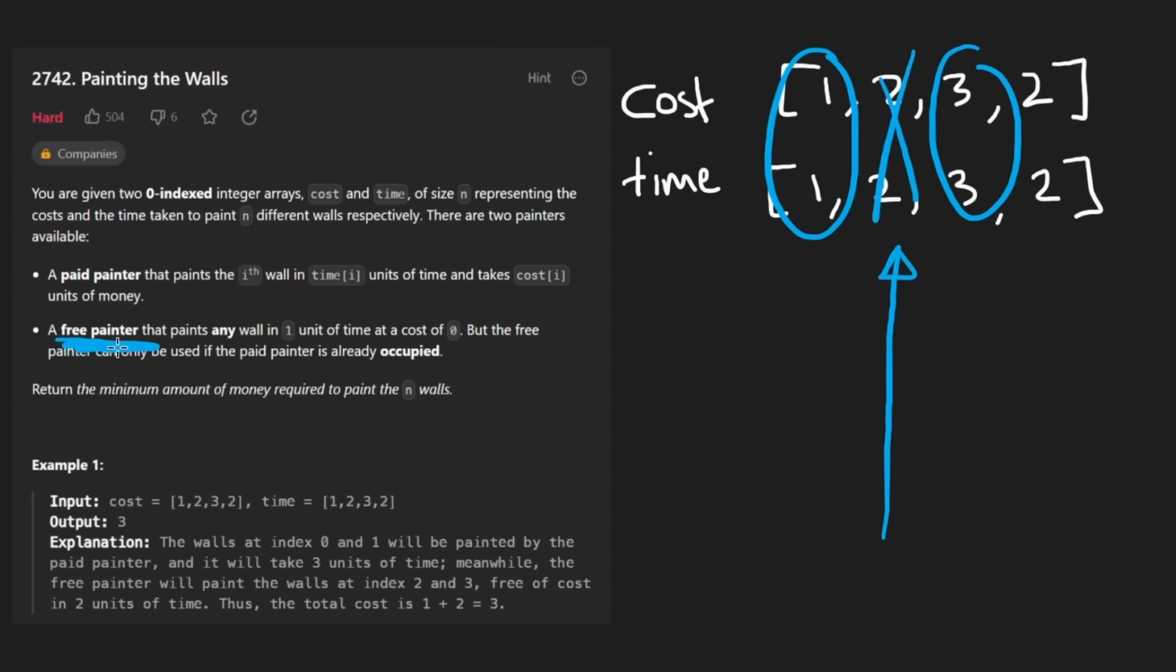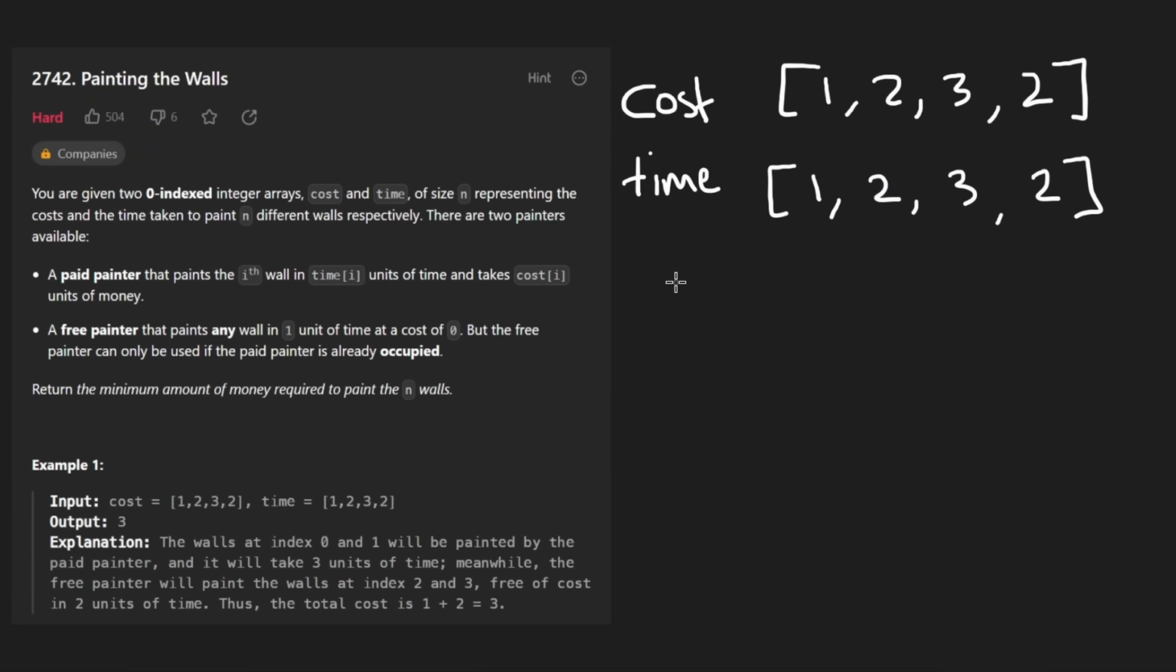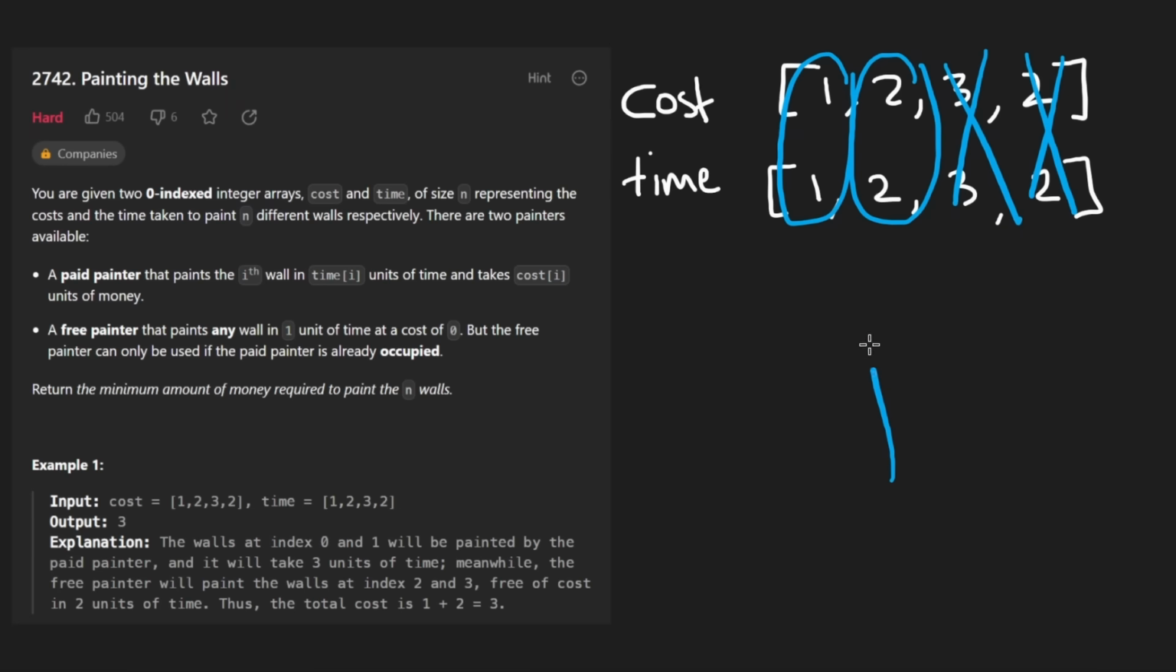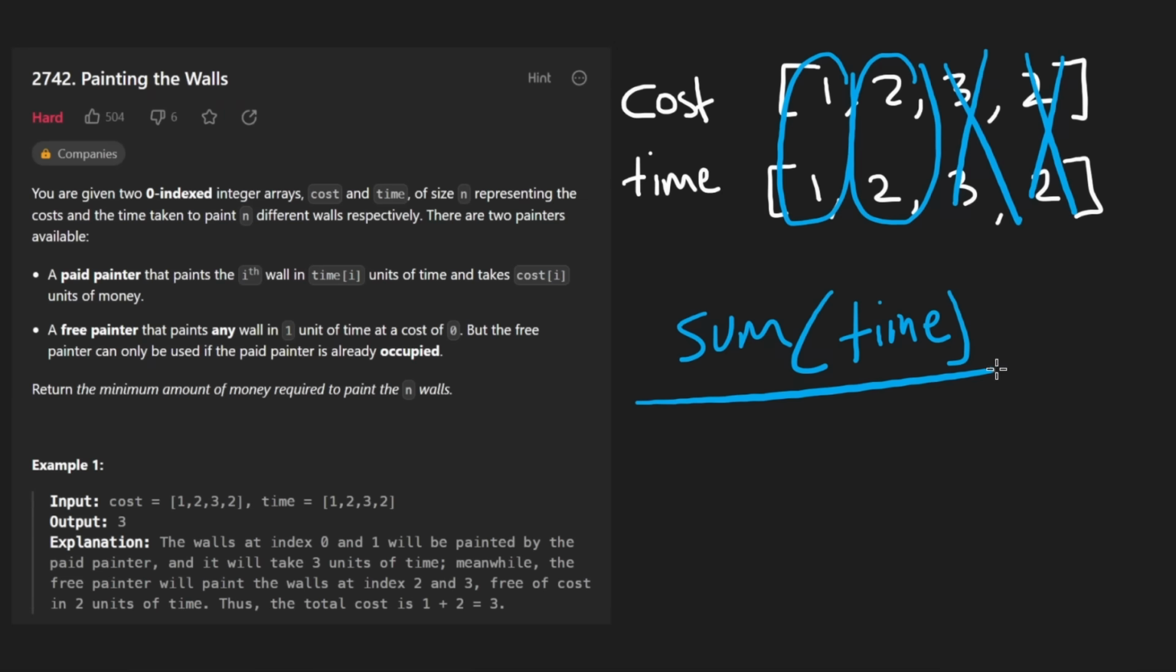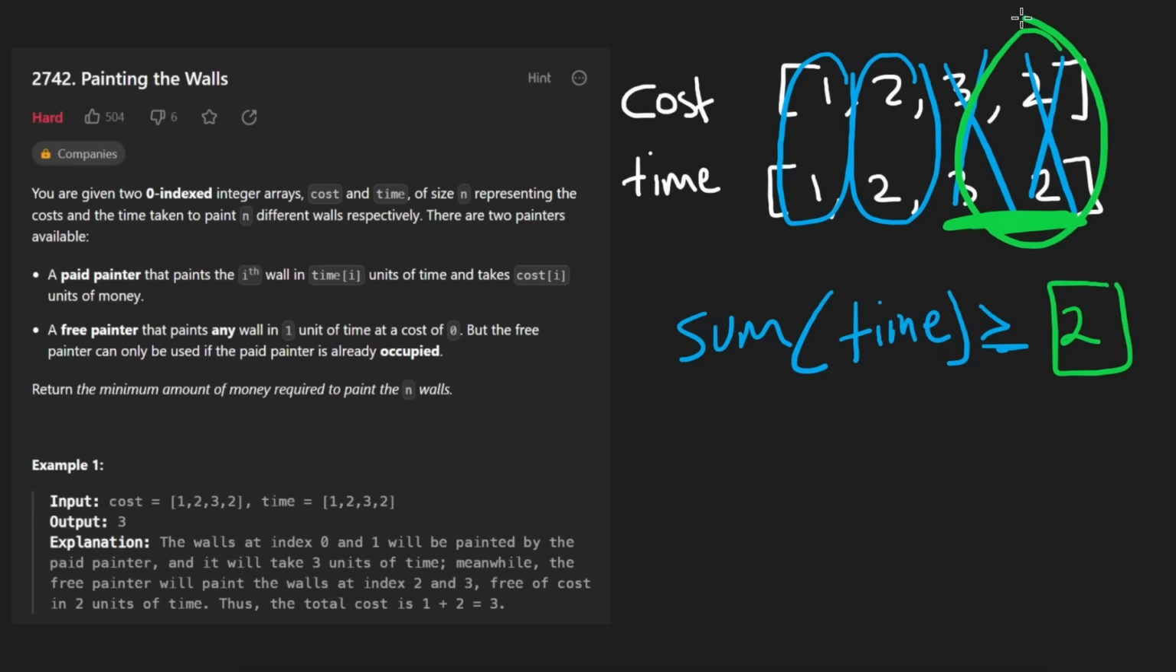And the last thing is this whole idea of the paid painter has to be occupied. Well, we can forget about that definition and we can think about it in a different way. We can think about it in such a way that for whatever walls that the paid painter paints, let's say it's these 2, and let's say we decided to skip these 2, for whatever we end up deciding on, the sum of the time of the paid painter has to be greater than or equal to the number of walls that we ended up skipping. So in this case, it's 2. So this has to be greater than or equal to 2, whatever the walls remaining were.